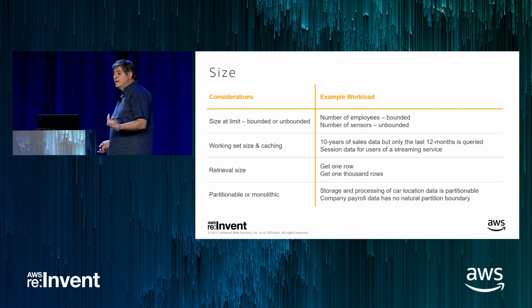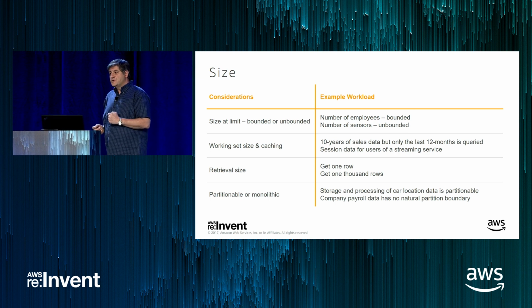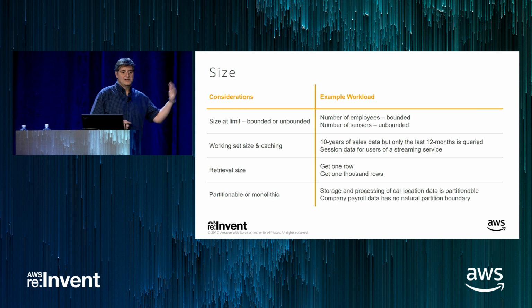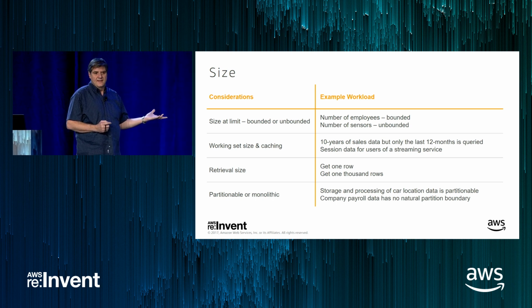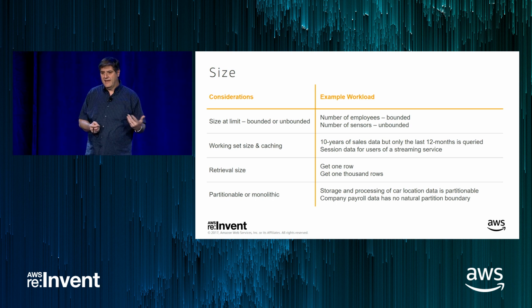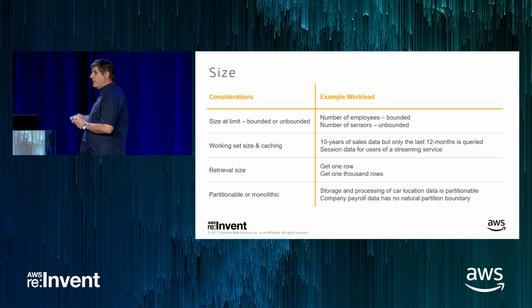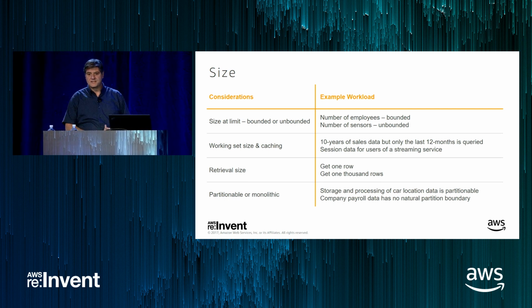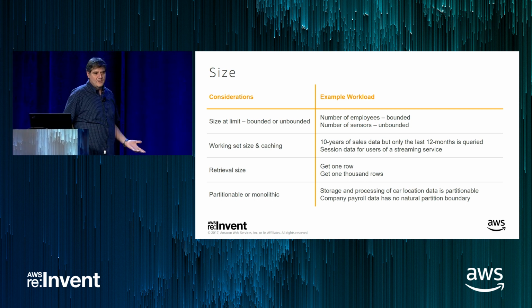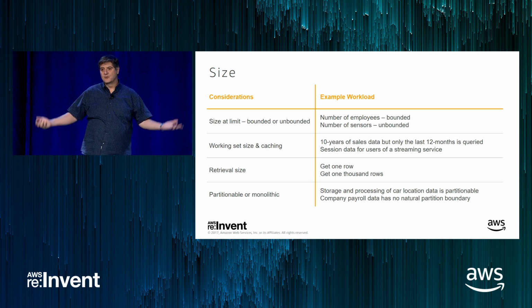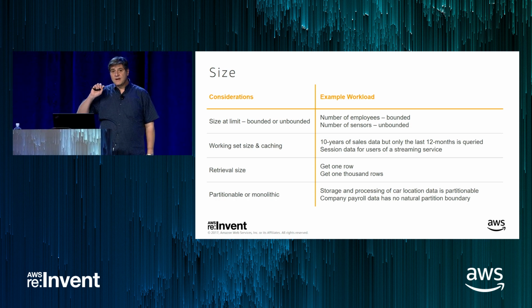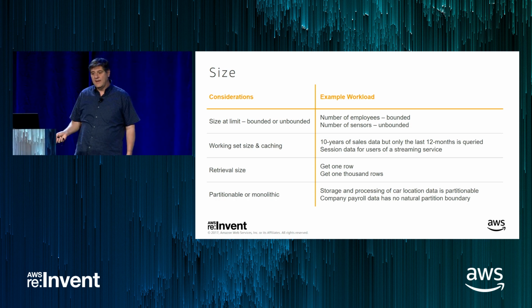As opposed to something like, I'm going to keep track of sensors in a particular car. Cars used to have 10, 12 sensors 40 years ago. Now they have thousands of sensors. And probably self-driving cars will have tens of thousands or hundreds of thousands of sensors per car. It is an unbounded problem. You have no idea how big it's going to be, but it'll probably be big. And so that is a really important element when picking databases.